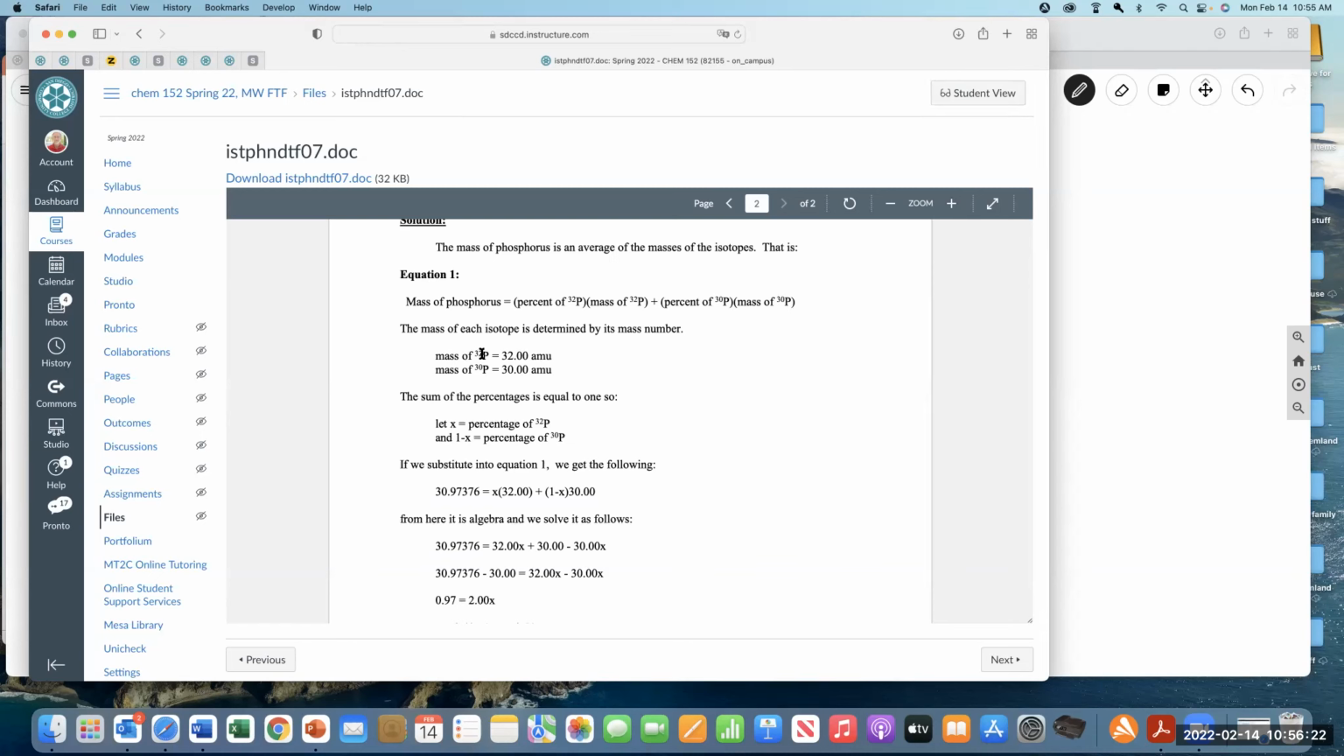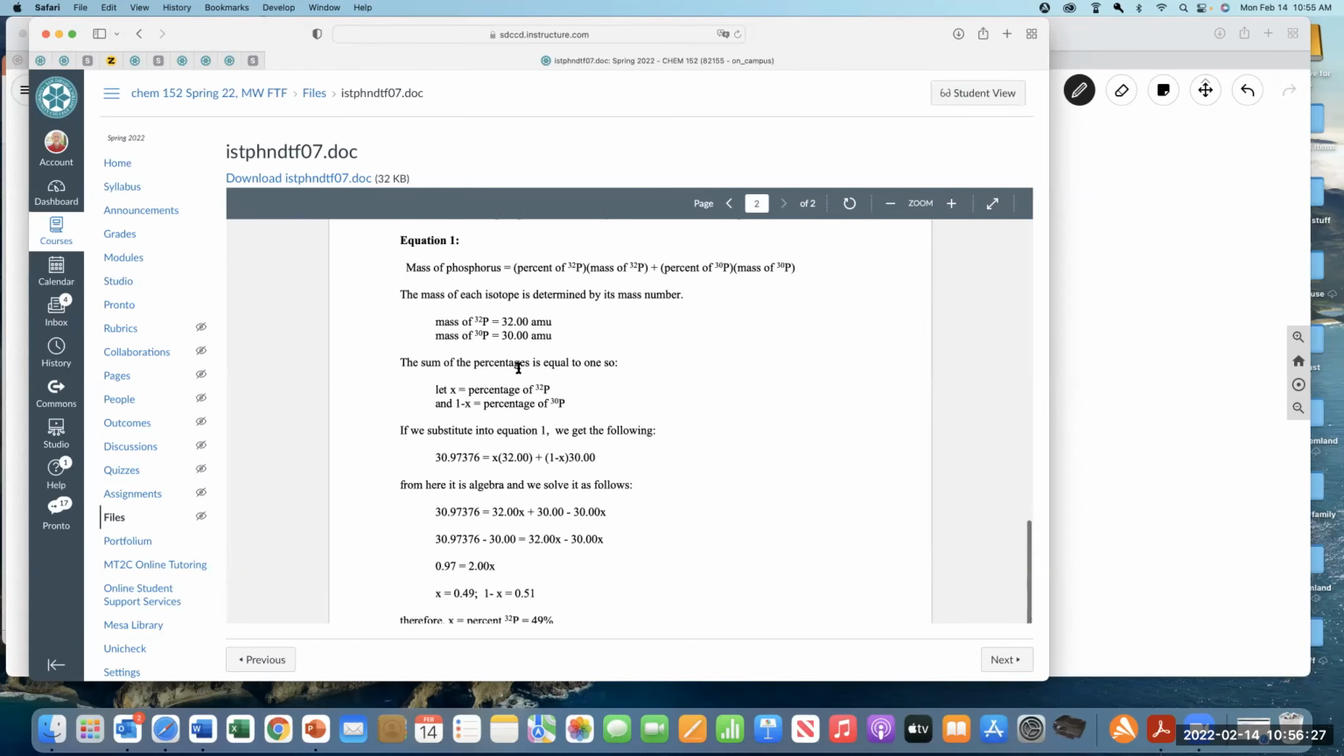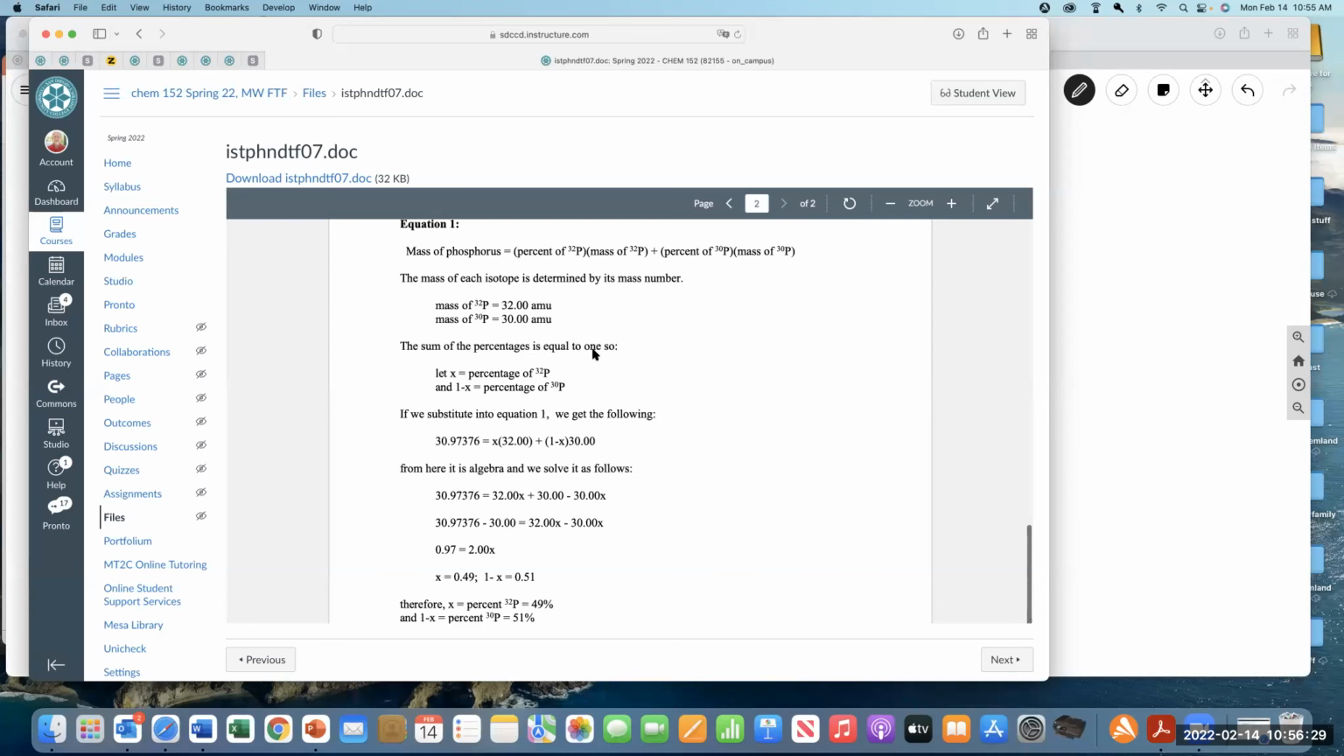The mass of phosphorus-32 would be 32. The mass of phosphorus-30 would be 30. The sum of the percentages is equal to 1. So arbitrarily, let's call X the P32. If they add up to 1, then the other one has to be 1 minus X, because if all of it is 1, X is some of it, and 1 minus X is the rest of it.